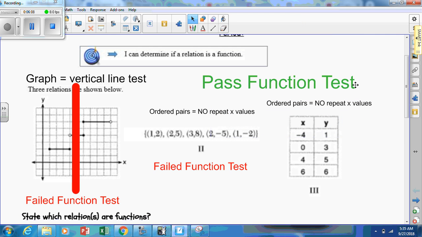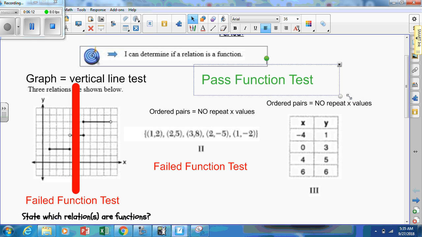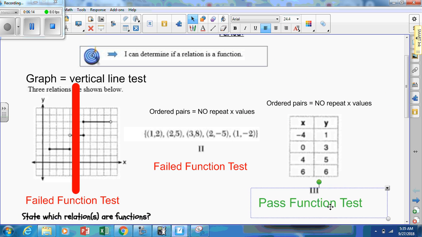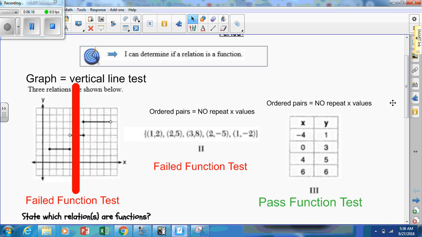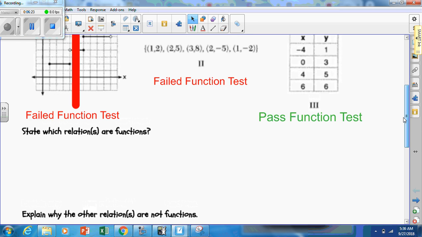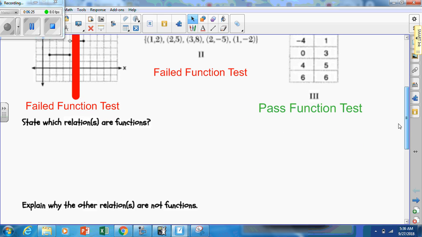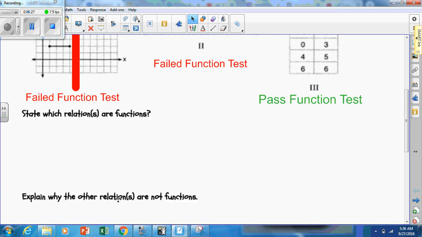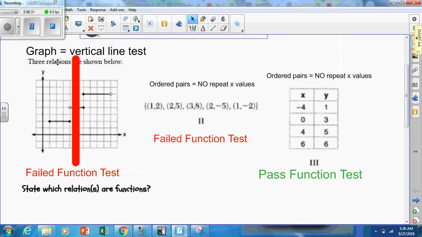Let's see if we have answered the question. Which relations are functions? We know that our table is the only function. Explain why the other relations are not functions. We did that. We talked about why the first one doesn't pass the vertical line test, therefore it failed the function test. And we talked about why the ordered pairs have repeating x values.